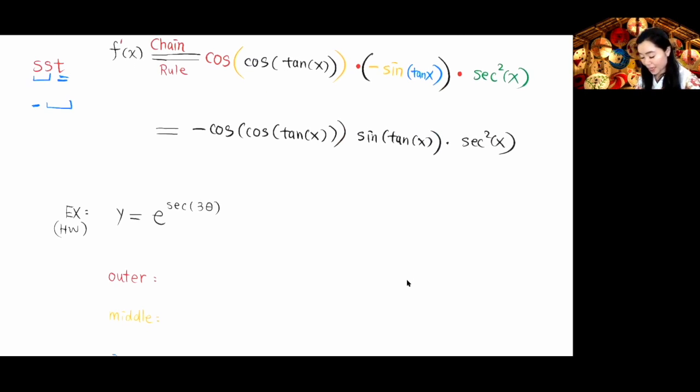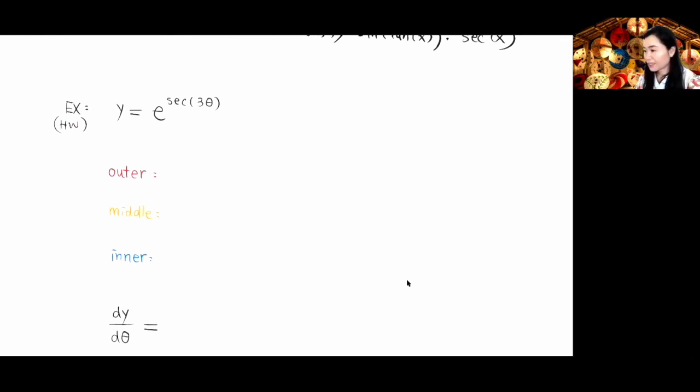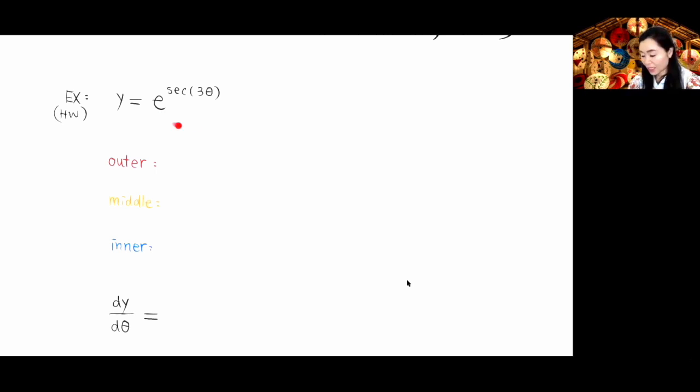All right. So now, this one here is a homework problem, so I'm going to try to help you with this. Looking at this, what kind of rule do I use first? Now, this part over here, if you regard it as a single variable u, this will be e to the u, right? So the outer function will be e to the u.